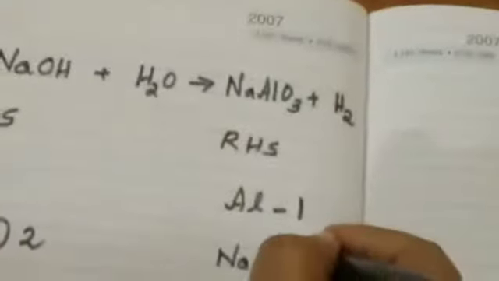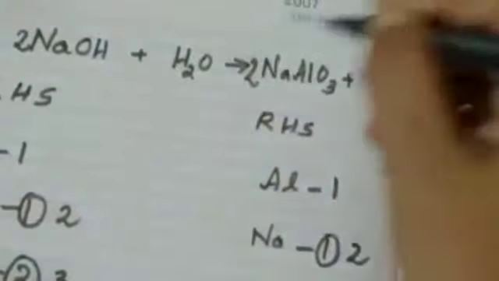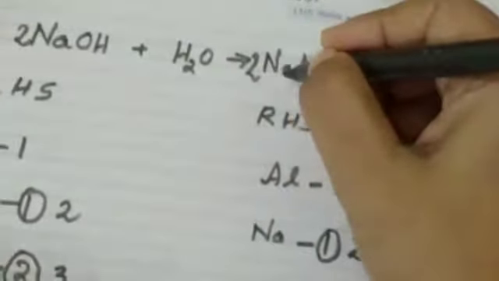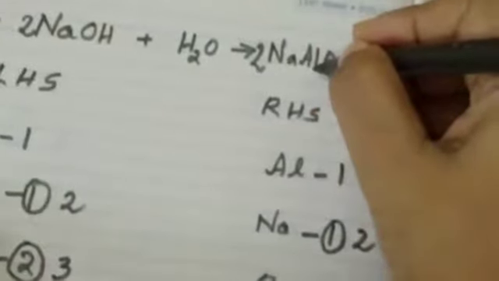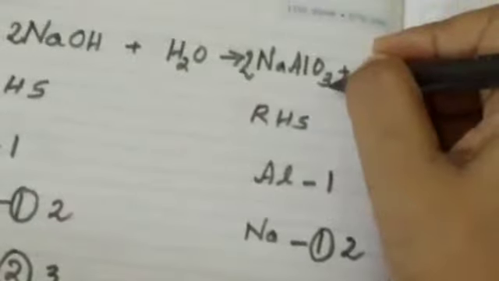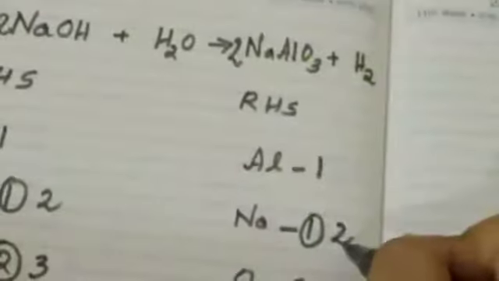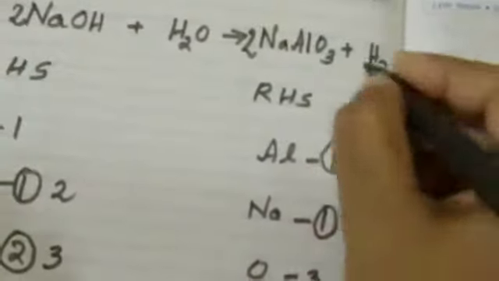Now again check. Here it is 2 sodium atoms, here it is 1. So on this side, you have to make it 2. To make it 2, what will you do? Put 2 here. If you put 2 here, the number of sodium atoms, aluminum atoms and also the number of oxygen atoms will change. So now sodium atom 2, aluminum also 2, oxygen atoms now 3 2s are 6.